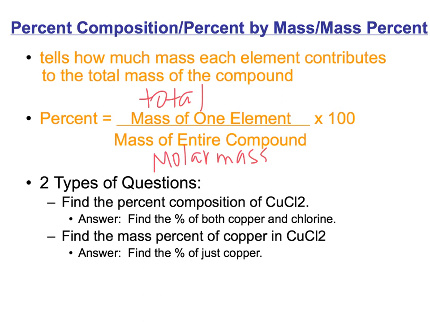And so there's two types of questions. Both use this formula. The first type of question is just find the percent composition. When you have questions that say find the percent composition, you're going to find both of the elements. When you have a question that says find the mass percent, you'll say find the mass percent of copper or find the mass percent of iron. When it says find the mass percent of an element, you find it of just that element. It's done the same way, but you just need to pay special attention to the wording.